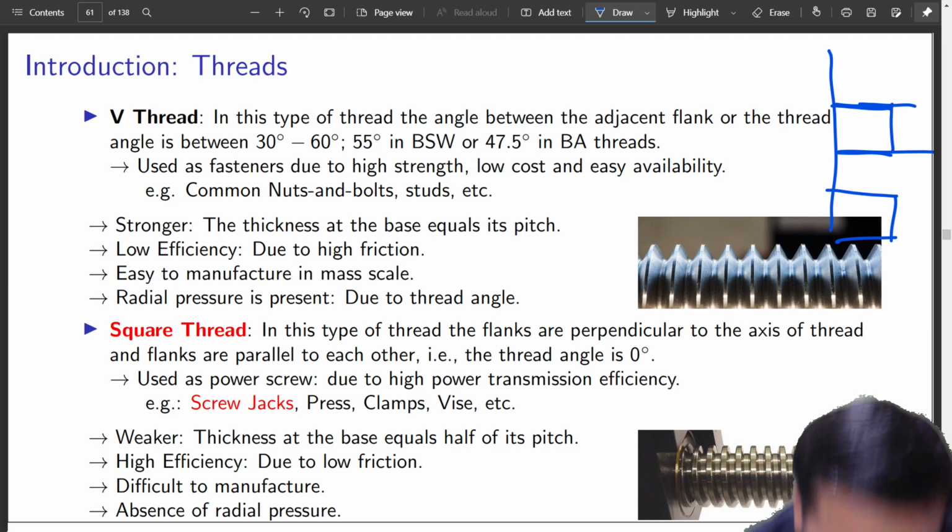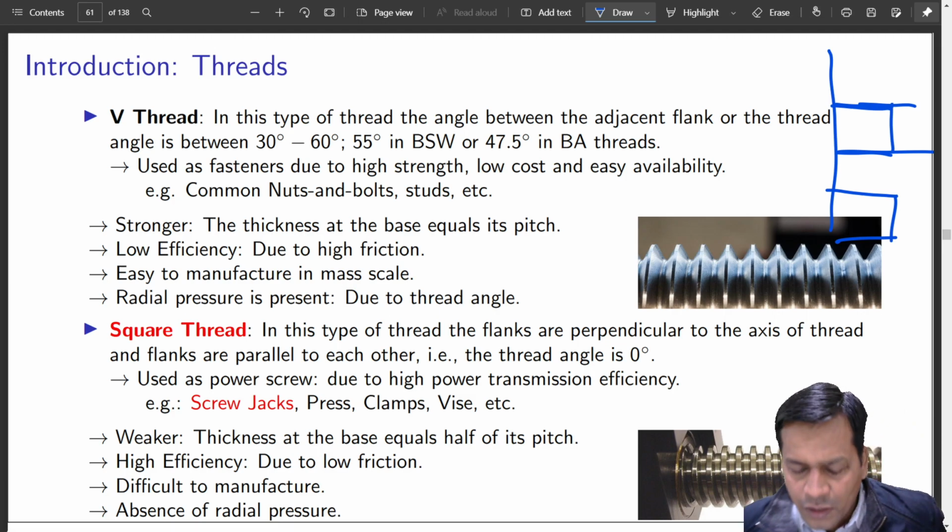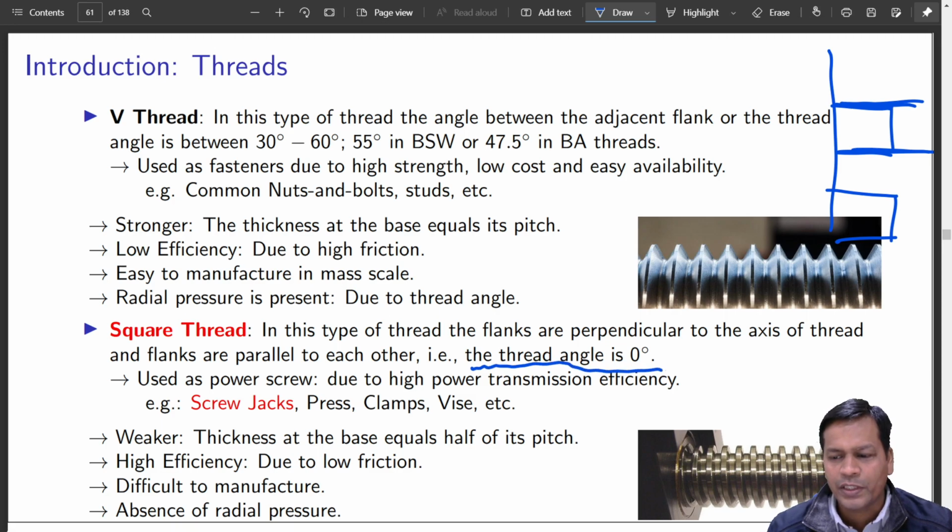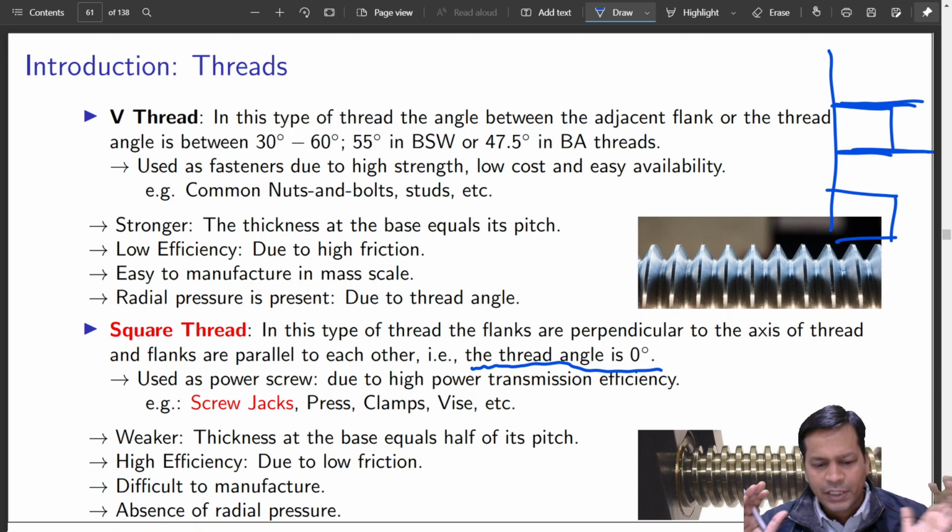Okay, so this is something like a square thread. In a square thread, you see, you have these adjacent faces. They are parallel to each other, and the angle between them is 0 degrees. That is what is known as the thread angle also, and it is 0 degrees. So this is how it is constructed.